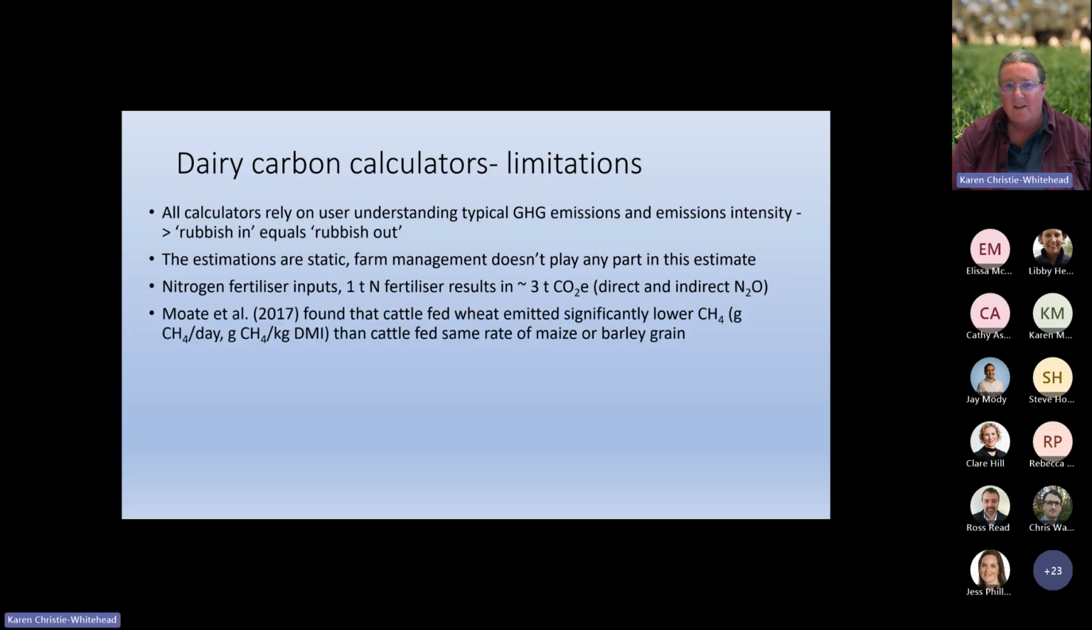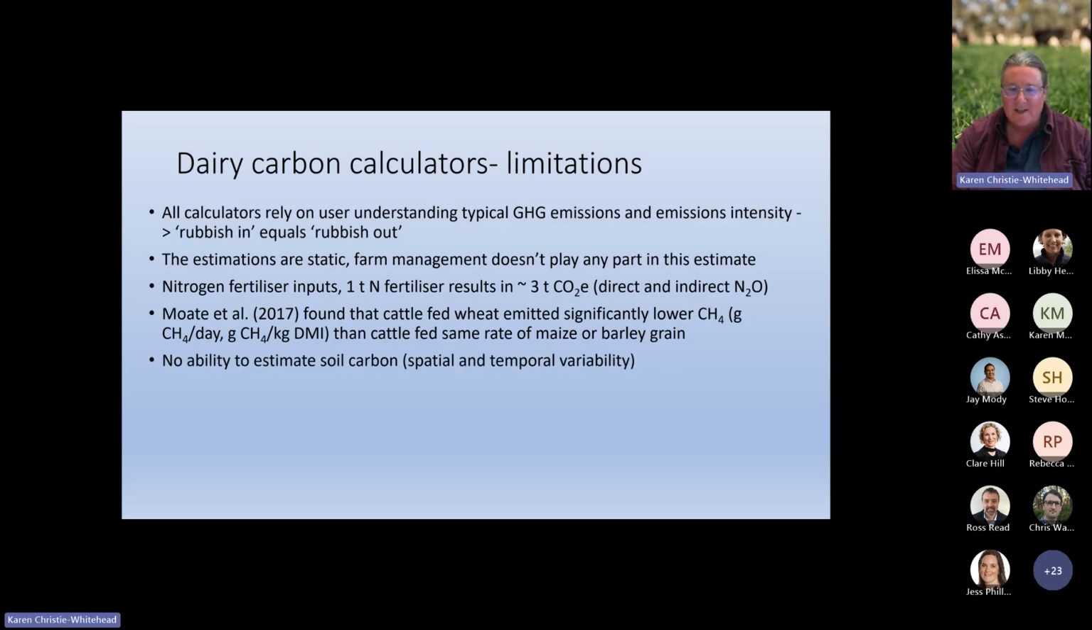Peter Moate, a few years ago, found that cattle fed wheat emitted significantly lower methane emissions than cows fed the same rate of maize or barley grain. So it's one of the limitations of not necessarily the calculator, but a limitation of the whole national inventory, how that's estimated and flows through the calculators.